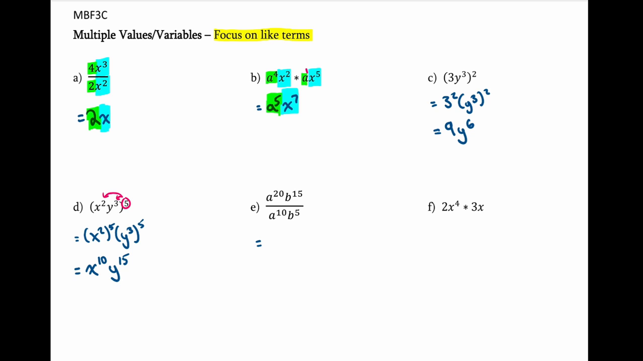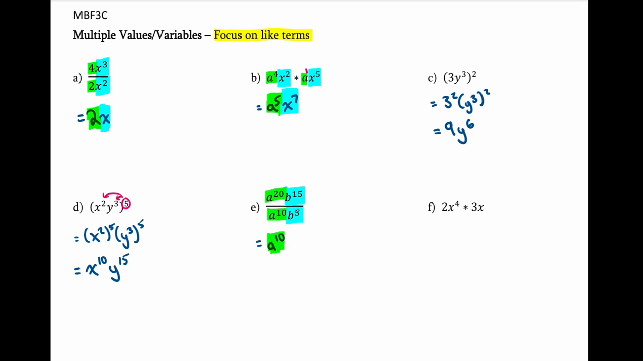E is another example of dividing with multiple variables. So again, I'm going to focus on my like parts, so the a's and the b's. Because I'm dividing, I'm going to use my power rule for dividing, which says I have to subtract the exponents. So in this case, a to the power of 20 divided by a to the power of 10. Subtract those exponents. 20 minus 10 is 10. And there's my first part.